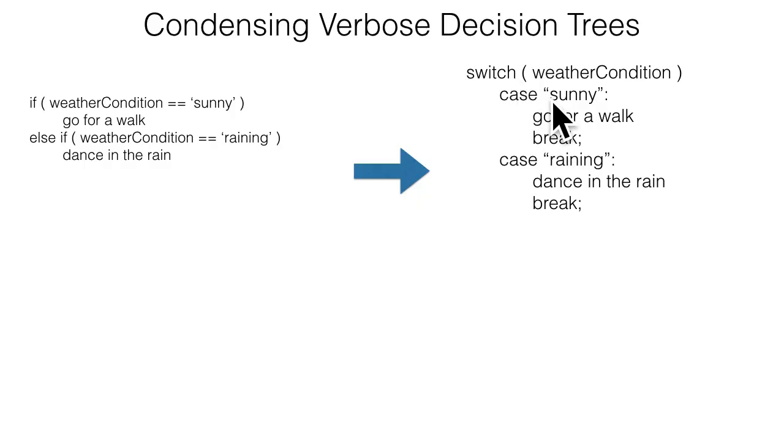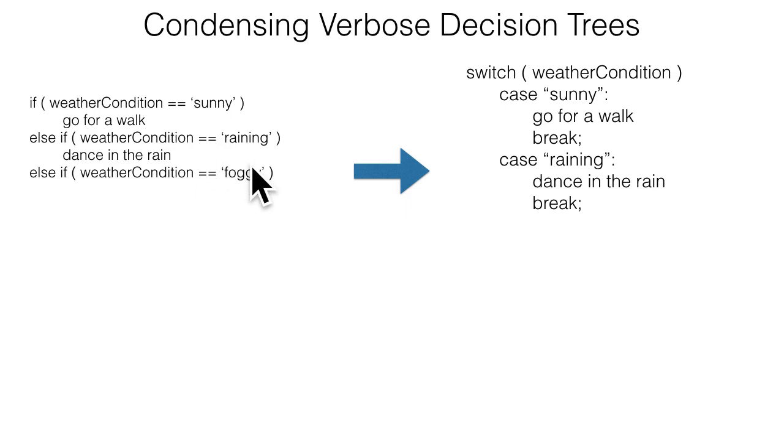So right now what it would do is it would come down. If I am sunny, then I'll go for a walk, and then break. It'll jump out of the switch block and go down to the next line of code. So it would not go to case. If this break is not there, it would go for a walk, and then it would come down here and it would just fly right through these. Okay? All right, let's continue on.